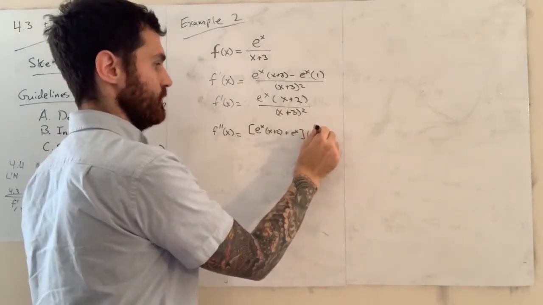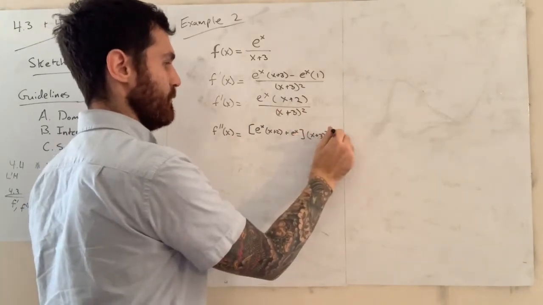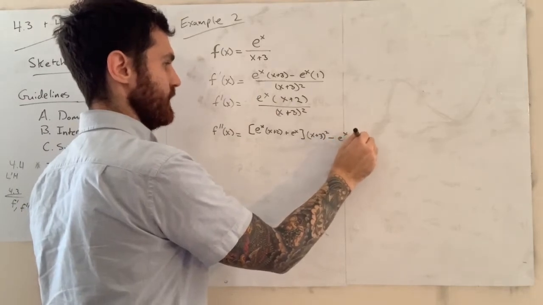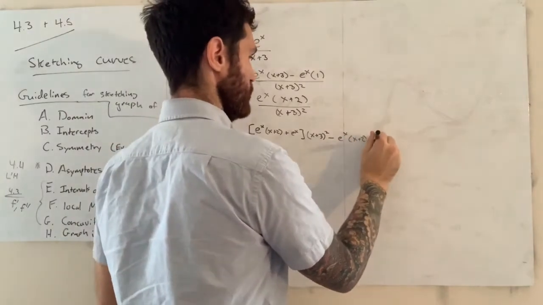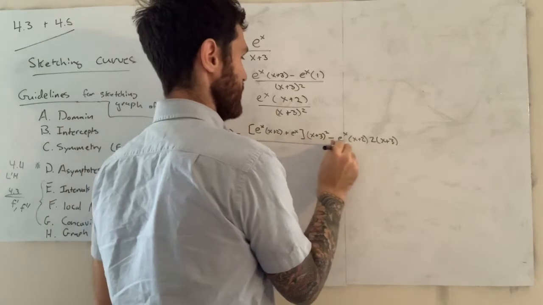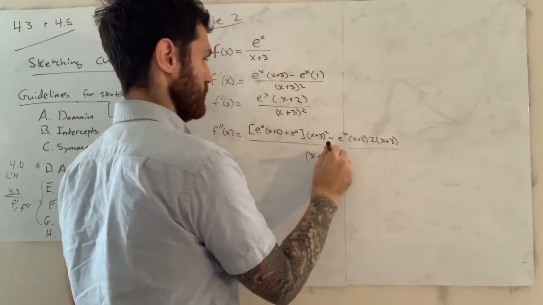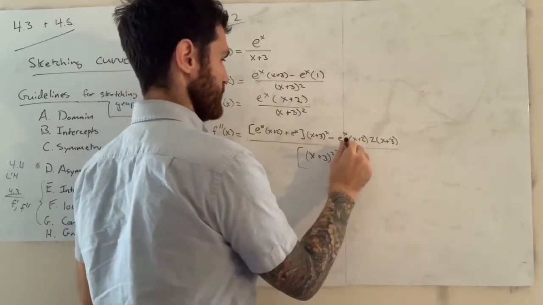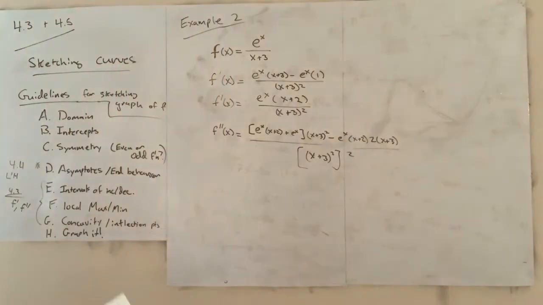the bottom, not the derivative of the bottom, minus the top function, e to the x, x plus 2, times the derivative of the bottom, which is going to be 2, x plus 3, all of that over this thing raised to the fourth. Sorry, squared. In the end, it's going to be raised to the fourth.